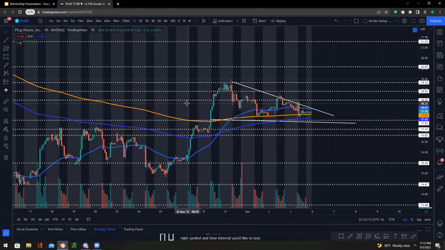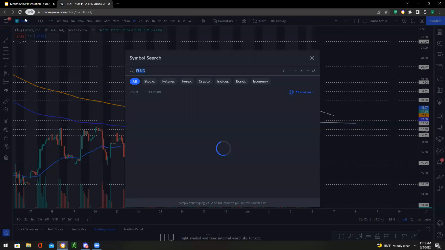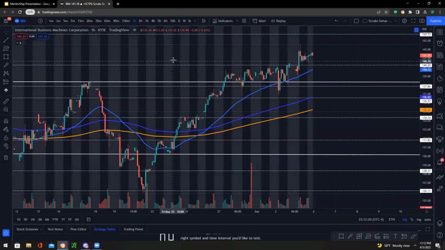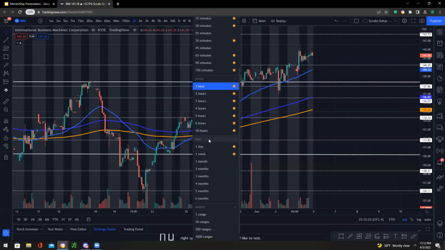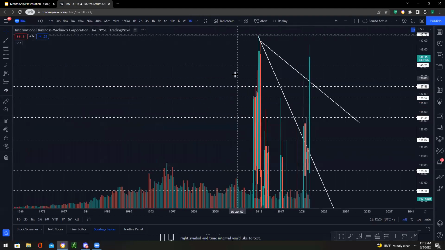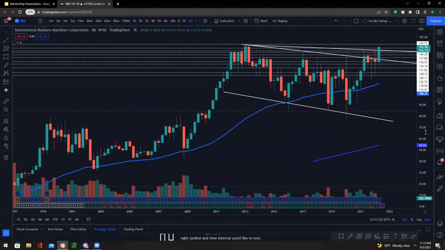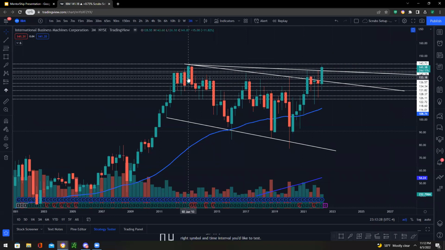Now, another one, I actually had this one on my newsletter last week. It's IBM. So if we look on the large time frame, let's do the quarterly. So this is 3 months. If you can kind of see here, we've been setting up for 10 years. 10 entire years, right? So this is something to be really mindful of.